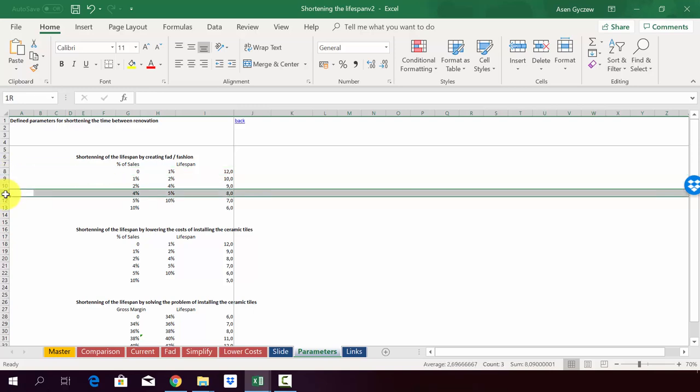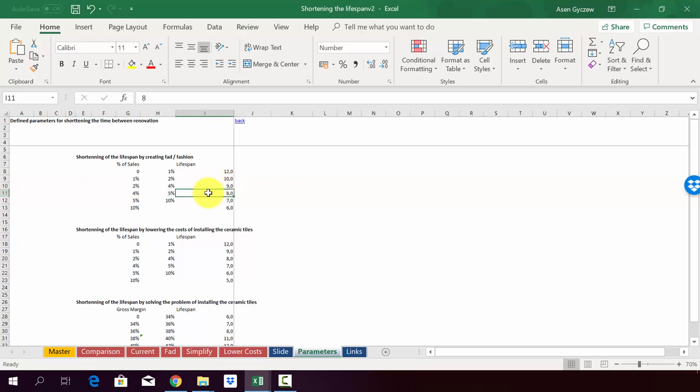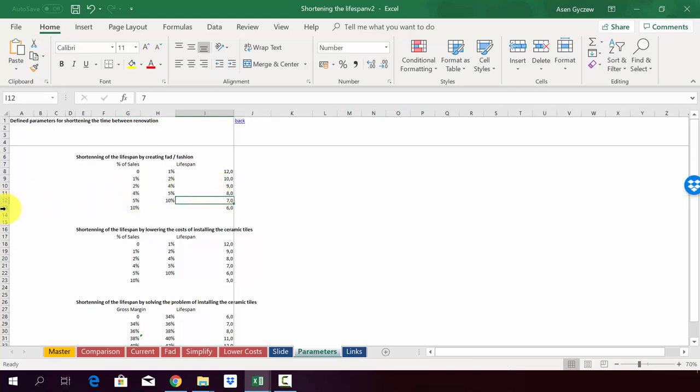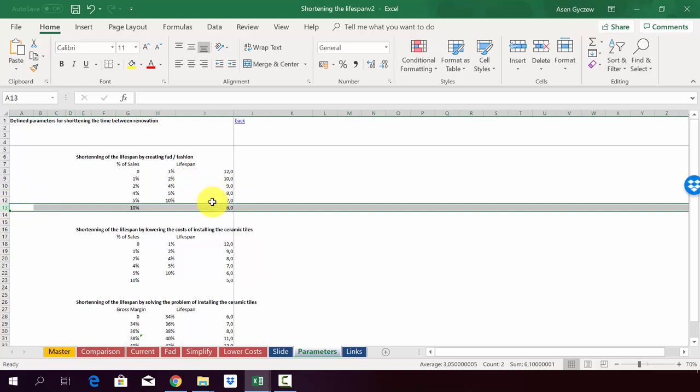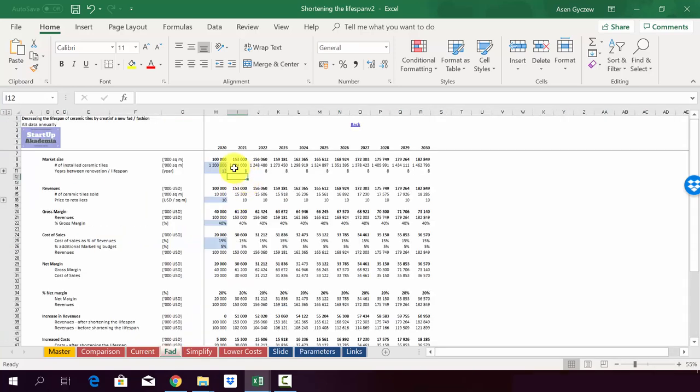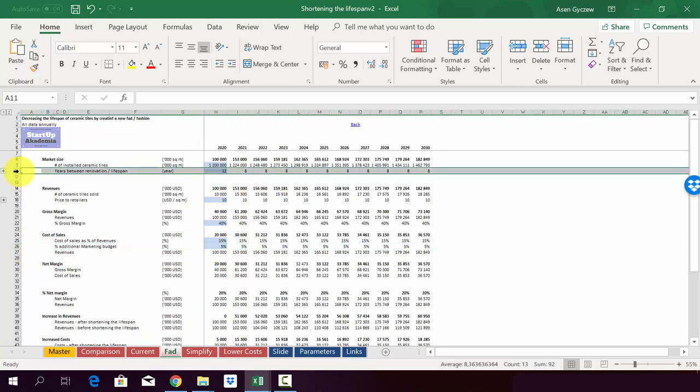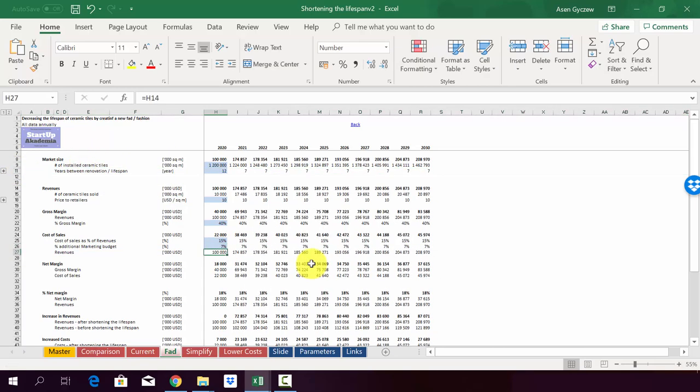So if we spend between 4% and 5%, the lifespan will be 8 years, and this is what we've got. But if we move the spendings to between 5% and 10%, then this will be 7 years. And if we go actually above 10, it can be actually 6 years. So in other words, if you play with this parameter here, which is the additional percentage we spend on marketing, the whole calculation will change through the time between the renovation. So if it's 7, we will have now 7 years instead of 8 we had previously. So this is how we model each and every way.